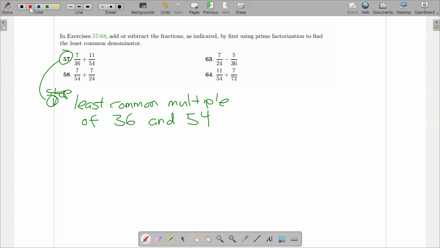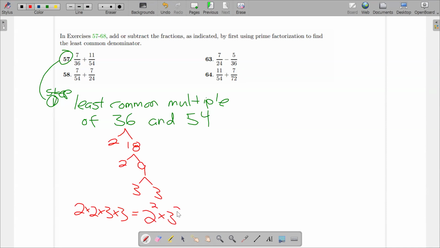So I would start with saying 2 goes into 36 18 times. Then 2 goes into 18 9 times. 3 goes into 9 3 times. So I know 36 can be written as 2 times 2 times 3 times 3, or I could write it as powers, 2 squared times 3 squared.